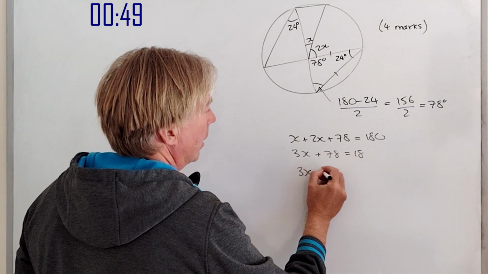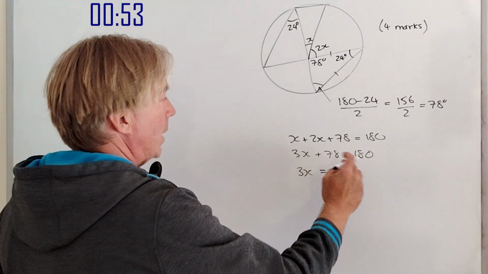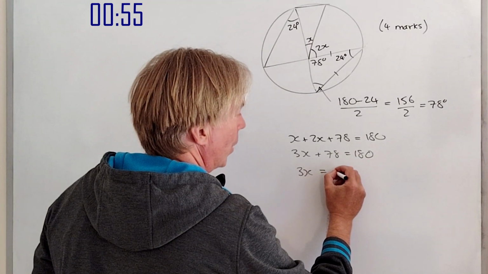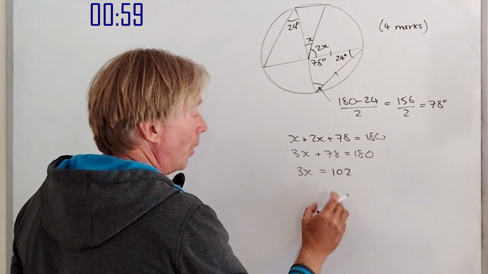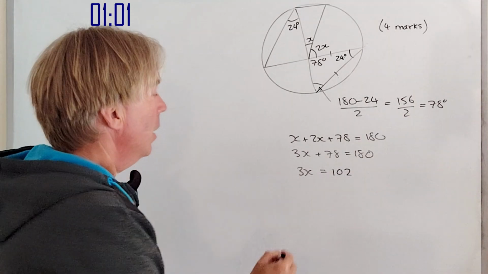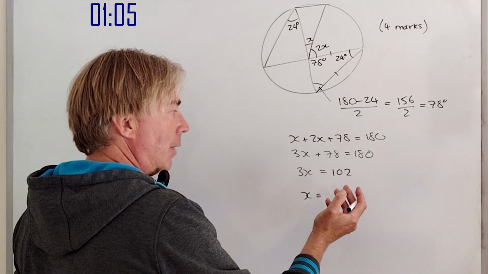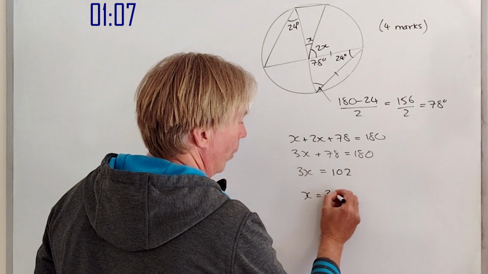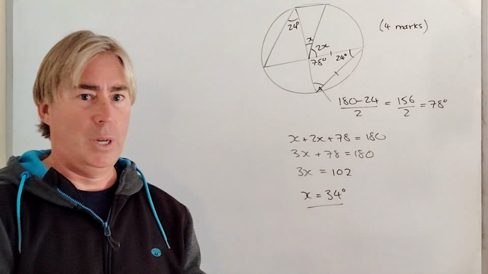So 3x, oops, 180. I'm going too fast myself here. 180 take 78 is 102 degrees. That actually divides through by 3 because the sum of the digits is 3. So therefore x is equal to 99 is 33 times, so that's 34. Okay, 34 degrees. I think you agree that that was pretty quick.